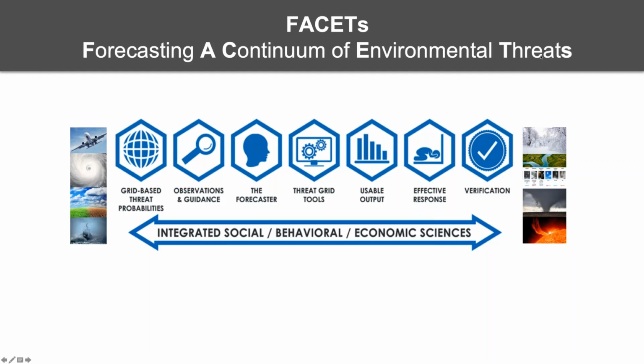And with this approach, there are different topics that need to be considered with every development, and so you can see those different topics on the screen here in these different icons. So it starts with grid-based threat probabilities, using observations and guidance, the forecaster, which is you guys. How do you use the information that's being provided? How do we display that in threat grid tools? And then how is that translated to usable output by end users, if that's your stakeholders like EMs, maybe your local broadcast meteorologists, as well as the public? How do you elicit effective response? And then verification. And verification is twofold. First of all, the verification of how the guidance did or the forecast compared to observations, but also verification of how the public responded. Did they take the desired action? And so Warn-on-Forecast is following this FACETs paradigm.